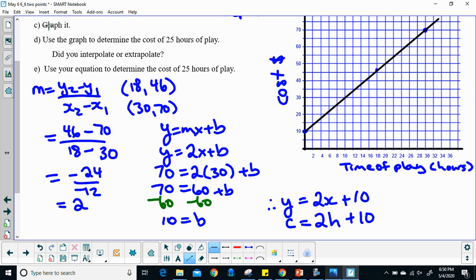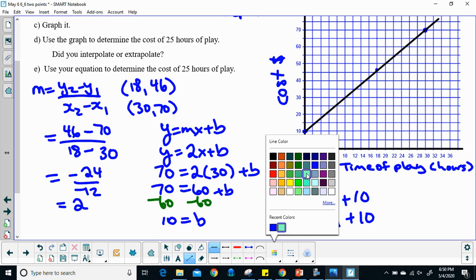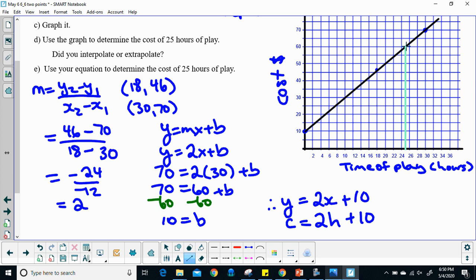All right. Use the graph to determine the cost of 25 hours of play. So let's see. 25 hours of play is in here. So remember, we read up and then we read across. So that means I'm looking at, what's that, 60? So 60 would be my answer. So that's going to cost me $60. And because it's inside my points, it would be interpolate.